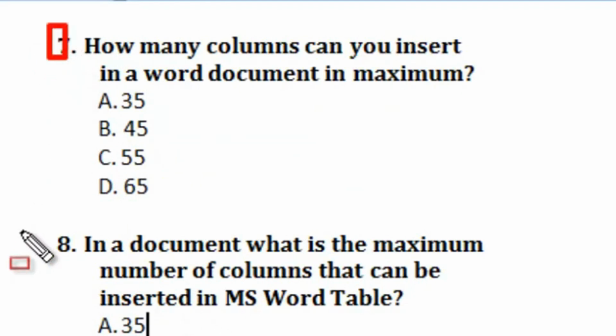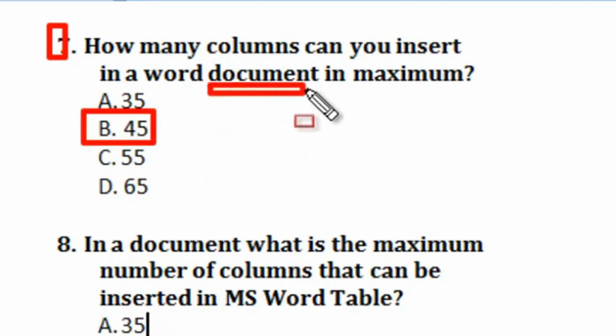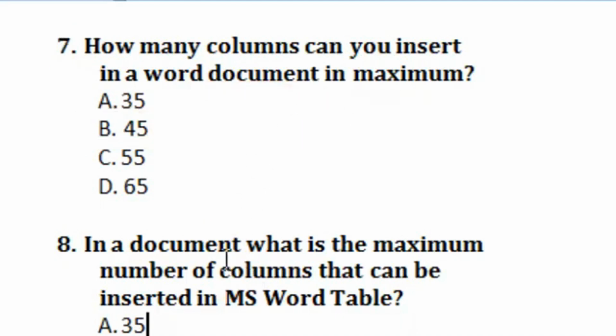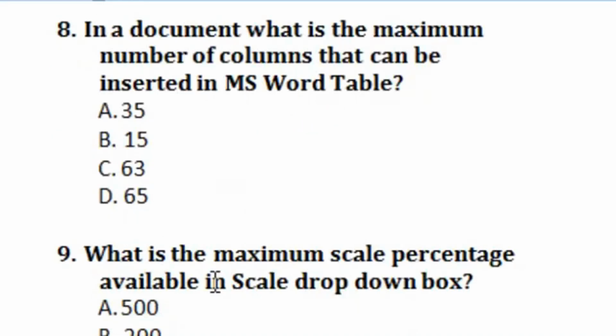So let's look at question 7. How many columns can you insert in a Word document at maximum? When we talk about maximum, the highest capacity in which you can do it, it's only 45 columns you can insert in a Word document. 45 in a Word document. So look at the keyword here: document. If you are going to Excel, there we have a lot of columns, rows, and cells.